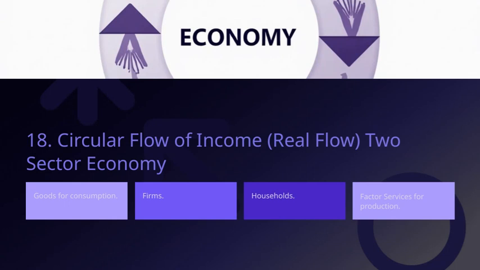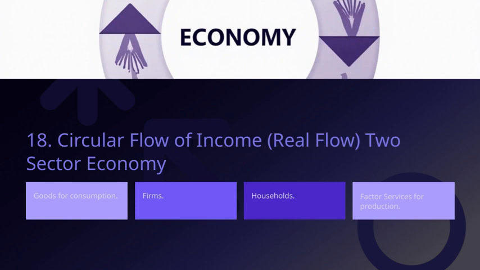Let's take a closer look at the factor services involved in production. First, we have households, which are the primary providers of factors of production like labor, land, and capital. These households supply these resources to firms, which are the businesses producing goods and services.